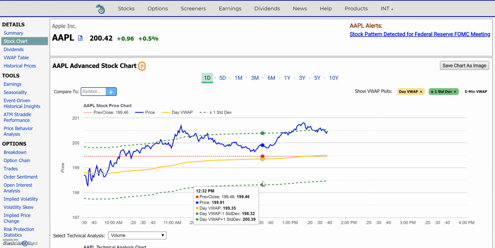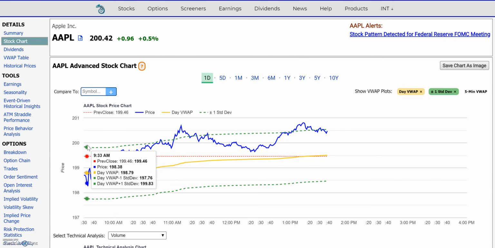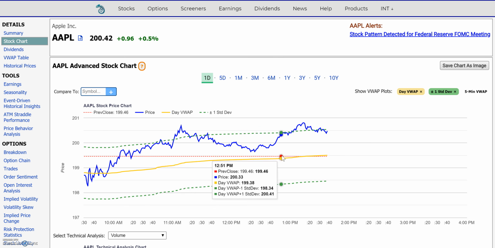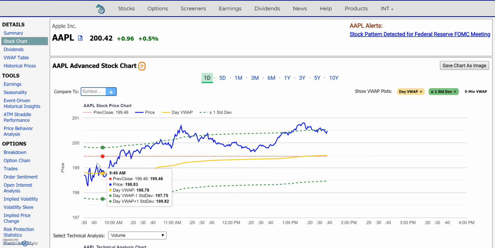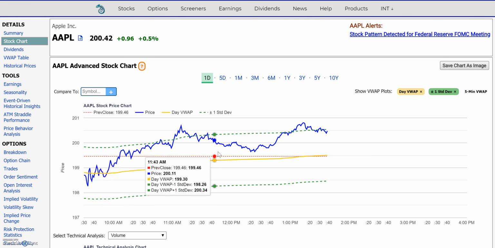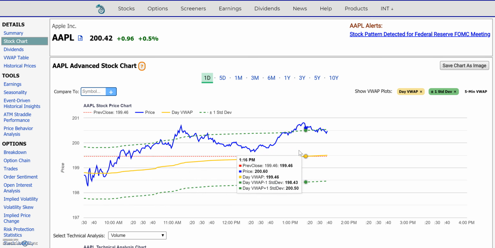and the up and down green lines over here are the one standard deviation move up and one standard deviation move down from the VWAP price, which creates a trading band around the VWAP. So what you expect is about 67% probability that the price will fluctuate within that band.